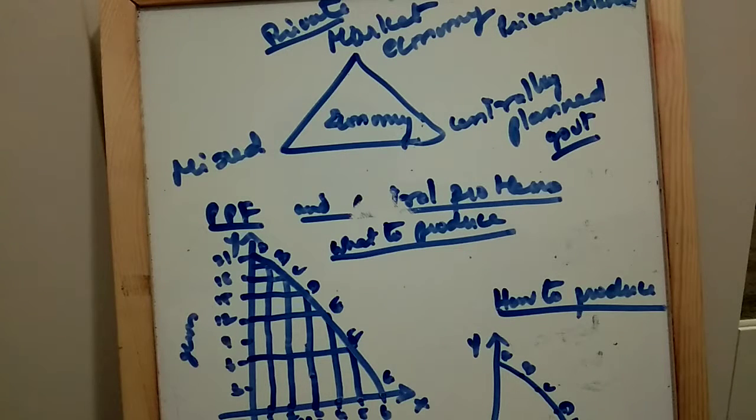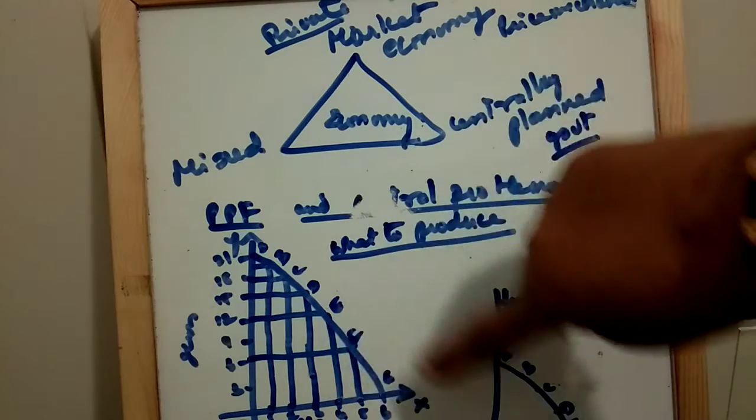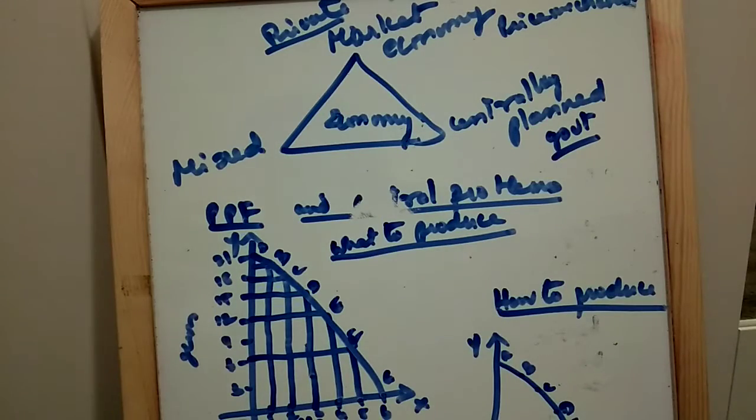Now, we'll see how the central problems are studied with the help of PPF. In the first diagram, you find that it explains what to produce. Here you find different combinations like A, B, C, D, E, F. Here the combination of goods is butter and guns. If the economy is operating at point B, the combinations are noted.